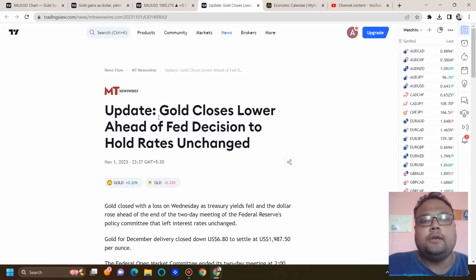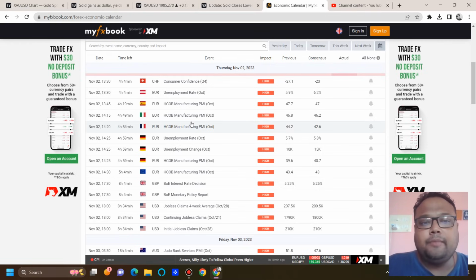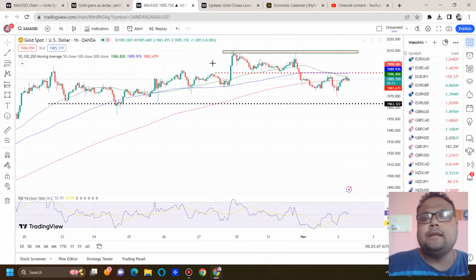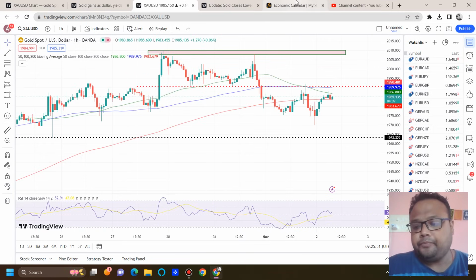Gold closes lower ahead of Fed decision to hold rates unchanged. And if you look at the economic calendar, today also we have news coming up, initial jobless claims, but don't think that initial jobless claims will be changing the direction, because right now the market is waiting for tomorrow's NFP. So yes, there will be some volatility, temporary volatility, but it will not be a trend changer today. So mostly you can expect that market will be staying inside the range only.